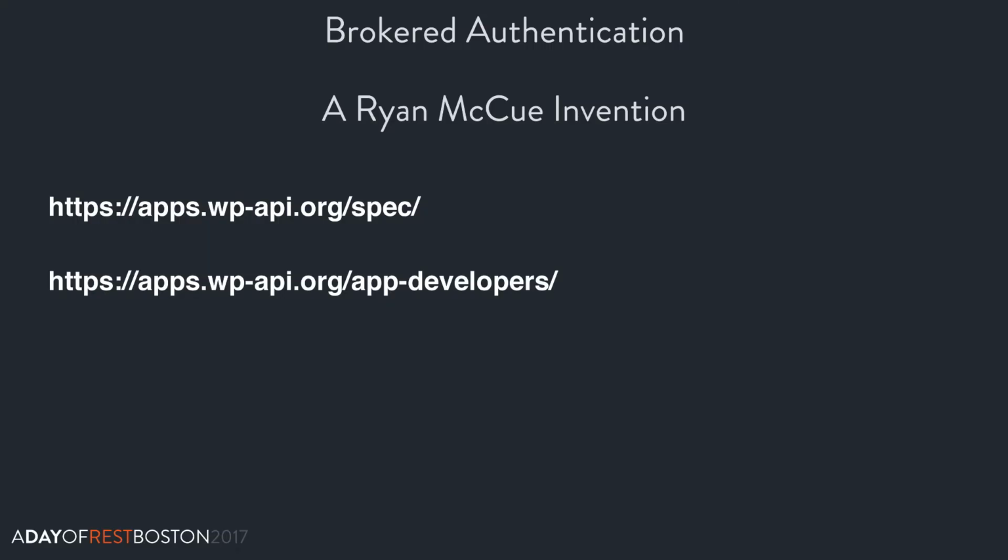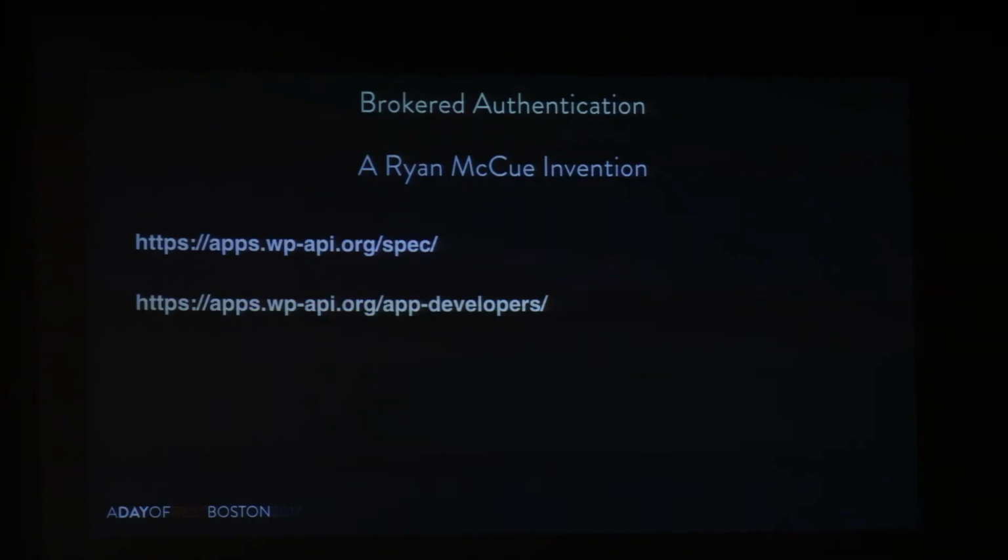So to read more about this, you can go to apps.wpapi.org/spec, where there's a rather, I'd say, difficult to read spec. If you've ever read specs before, this is that kind of language. You can also go to /app developers to get some more friendly documentation and description of how things work.